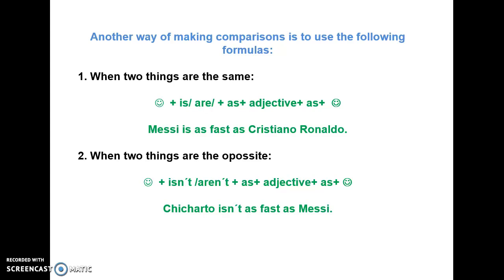In example number 2, you are going to use it when the things are the opposite. For example, when you have Chicharito isn't as fast as Messi. What does that mean? Que Chicharito no es tan rápido como Messi. También estoy comparando dos cosas, pero en este caso estoy diciendo que son completamente diferentes. Acuérdense que en el primer ejemplo estoy diciendo que son iguales, tienen el mismo nivel. En el segundo ejemplo estoy diciendo que son totalmente diferentes.